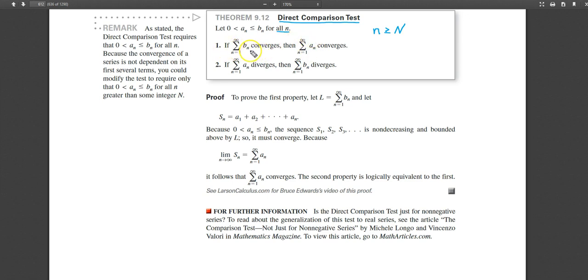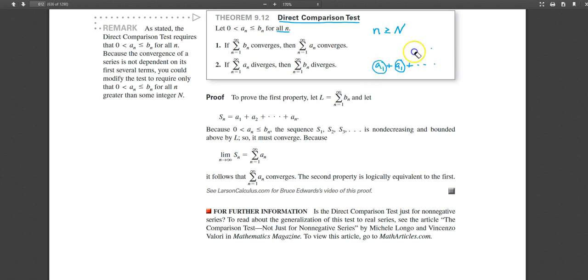So for example, with number 1, we're saying suppose the series involving the b_n converges. Well, all of the a_n are smaller than the b_n, right? So if this series exists, then certainly this series will exist as well, or converge, because each of these terms is smaller than all of the terms involving the b's.